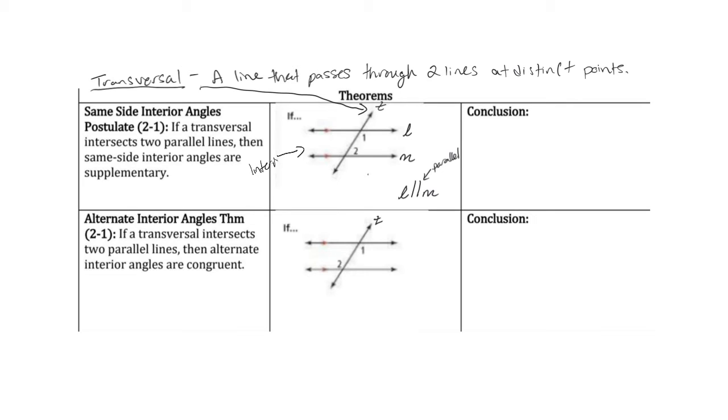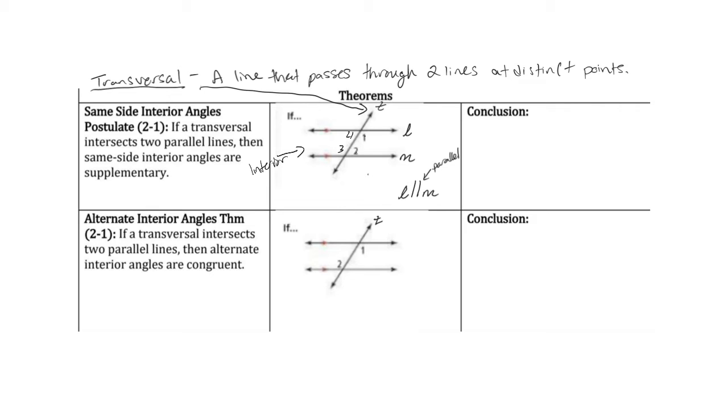All right, now it says the same side interior. So interior means inside, right? Inside L and M, the two parallel lines. We can also mark the other angles as like 3 and 4. Okay, so those are the other two angles in the interior of L and M.